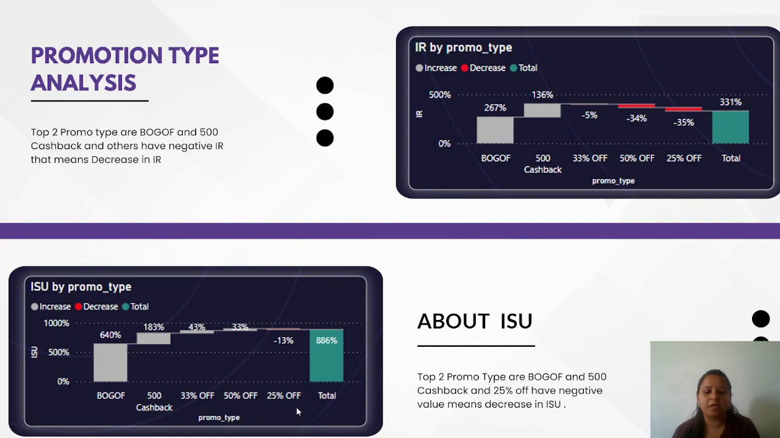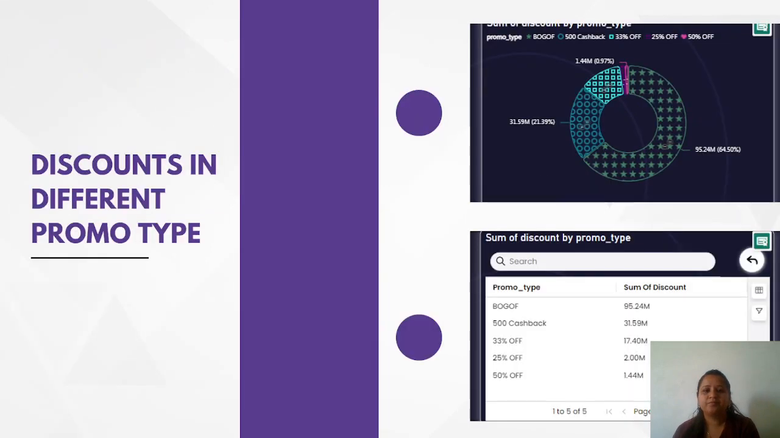In different promo types, as you see, the ISU is also top two. The ISU values, that is incremental sold units, are higher in buy one get one free and 500 cashback. Others, like 25% off, have negative values, which means there is a decrease in ISU, a decrement in ISU for that promo type. Then these two graphs give you the discounts in the different promo types, the total values of discounts for particular values.